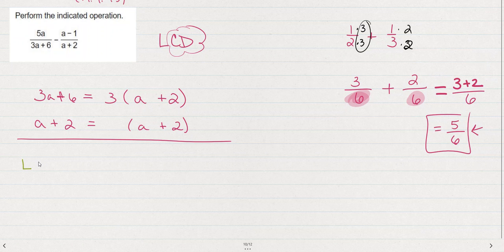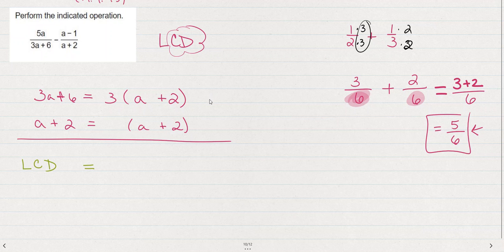When I go for the least common denominator, you have to be careful with that wording, because it's not the smallest of the different factors. It's the smallest number that these can both go into. So here's how you come up with that least common denominator.